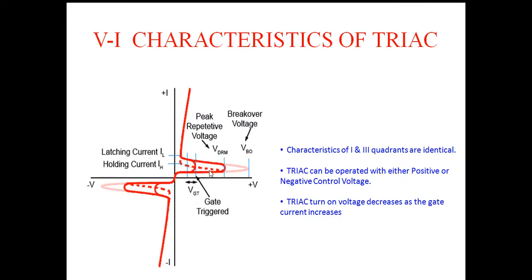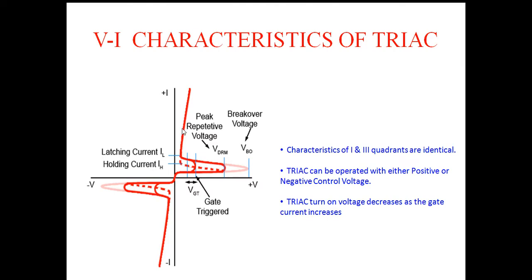These are the VI characteristics of the triac. On the x-axis we take voltage and on the y-axis we take current. Whenever the supply voltage exceeds the breakover voltage, the device conducts and current flows through the device like a normal SCR. If we apply a gate signal to the triac while the device is forward biased, then the conduction through the device takes place before the breakover voltage, like a normal SCR. So the conduction takes place.